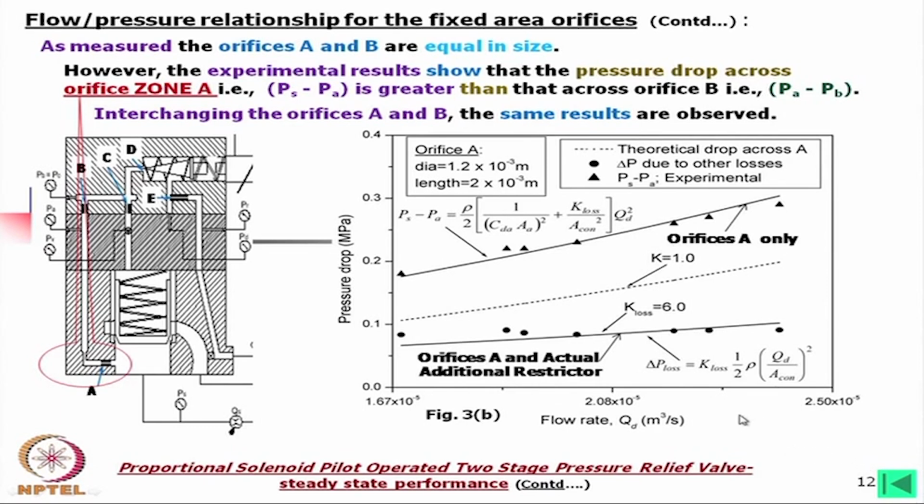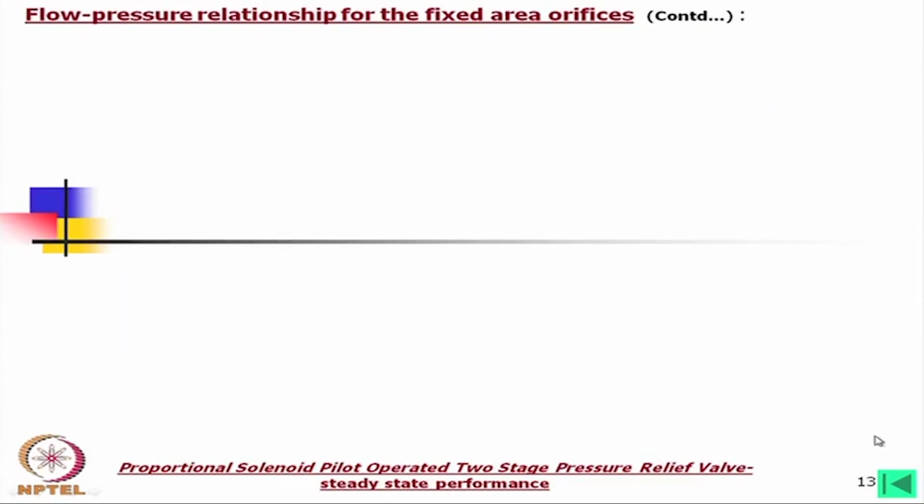So, this confirmed two things. One is that orifice A and B are same. Second thing is that even after interchanging, the performance is same. So, this confirmed that what we have derived, estimated, these are acceptable for this valve analysis.